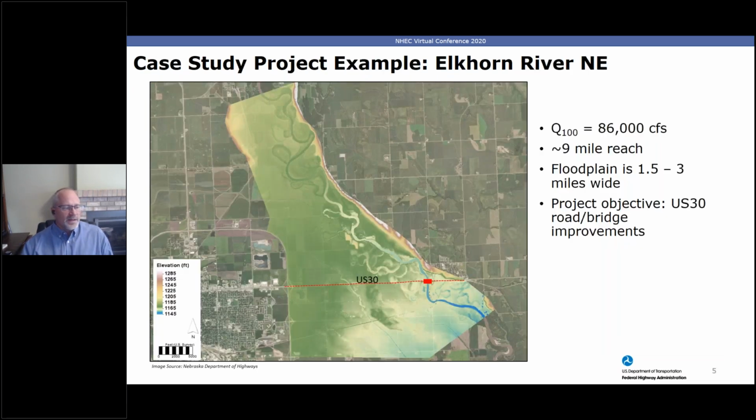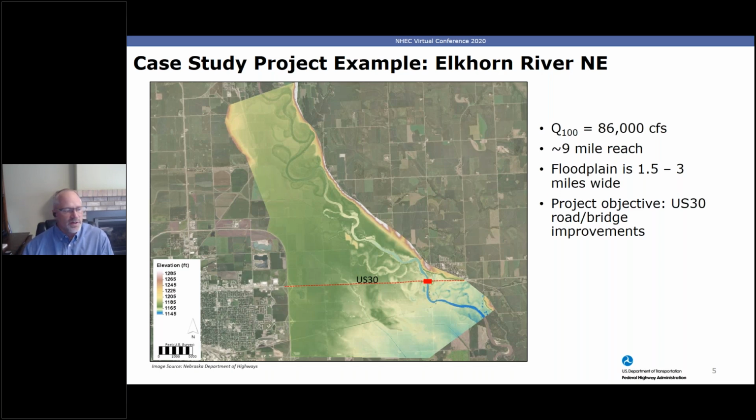But before I do that, I'd like to give you a quick overview of the project area that I'll be using for this case study example. The project is located on the Elkhorn River in eastern Nebraska. Many thanks to the Nebraska Department of Transportation and their consultants, Felsburg Holt & Ullevig, for sharing their project data with me. For this reach, the 100-year flow is about 86,000 CFS.